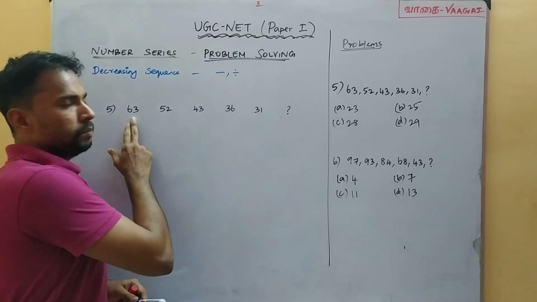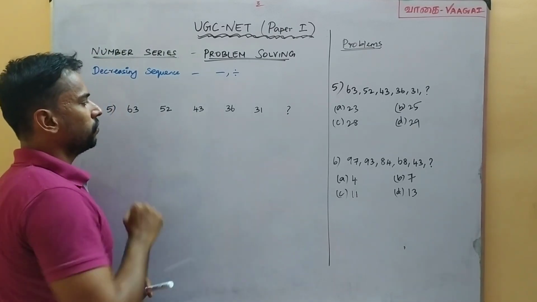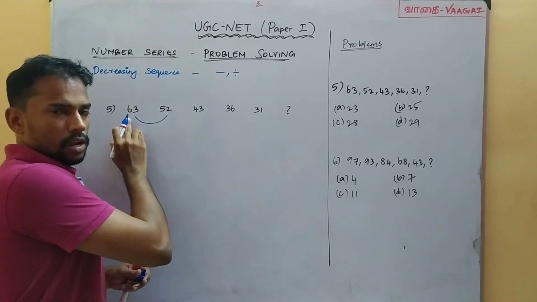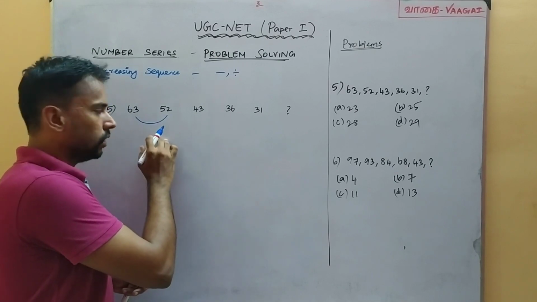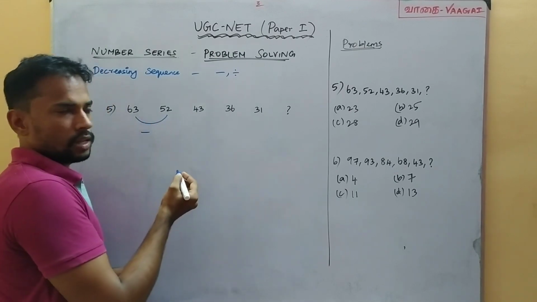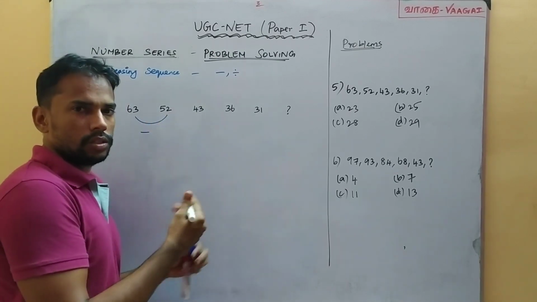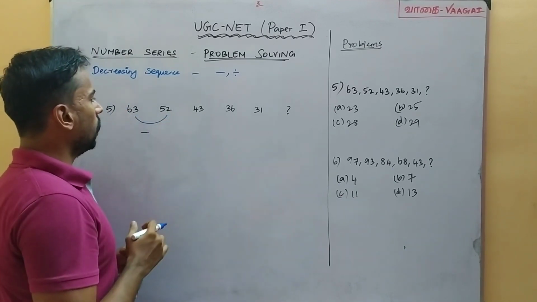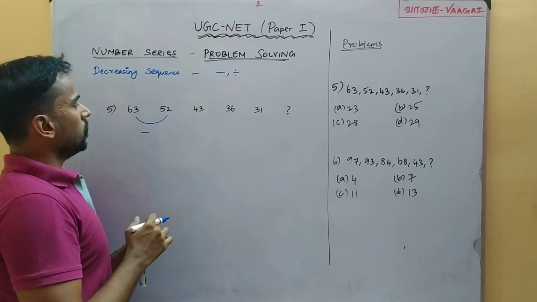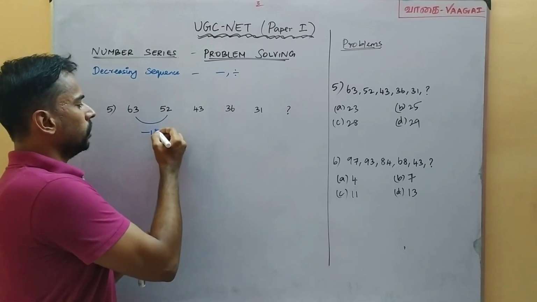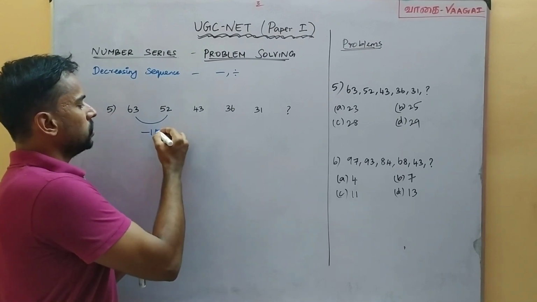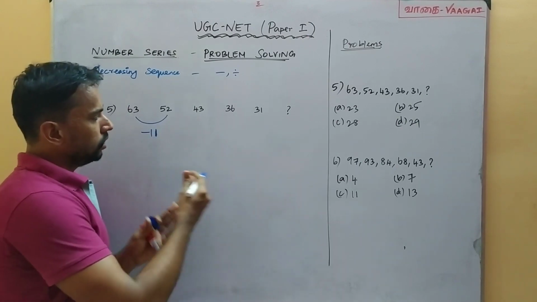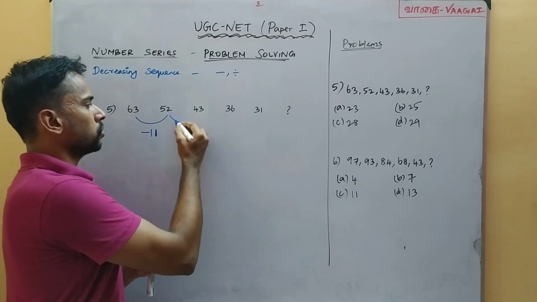Our first term is 63 and next is 52. So we have to think: from 63, what number if I subtract will I get 52? This is the way we have to think, right? So 63 minus what number? I have to subtract 11, and it's very easy to see. 63 minus 11 gives 52. Let's continue with the same subtraction process.